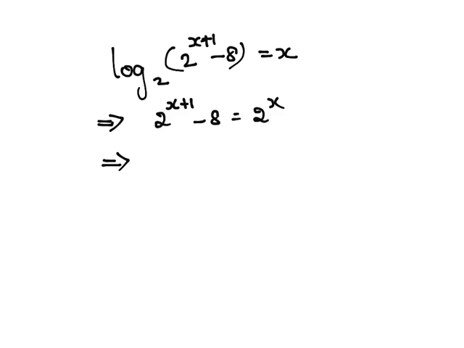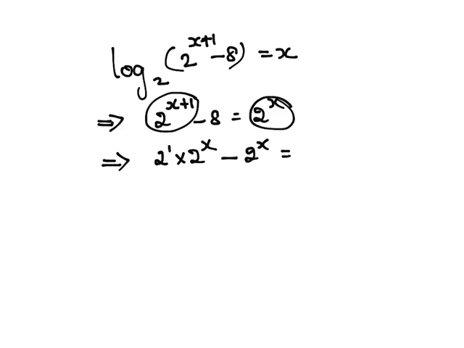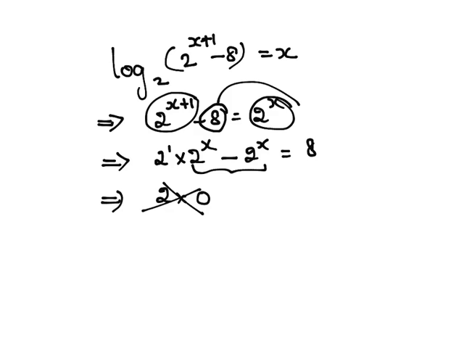Now 2 power x plus 1 can be written as 2 power 1 into 2 power x, isn't it, students? So I will bring this 2 power x to the left hand side, so minus 2 power x equal to, I'll take this 8 to the other side, so it will become plus 8. Again, I've seen many students make this mistake. They think that 2 power x minus 2 power x is 0, which is incorrect. You cannot just subtract like that.